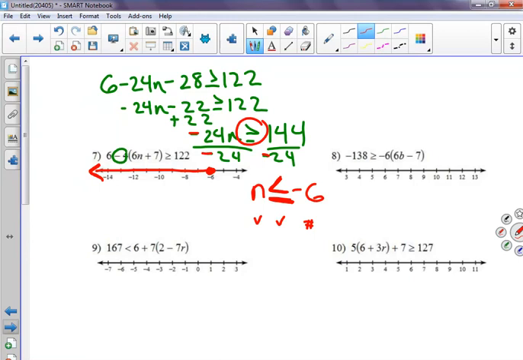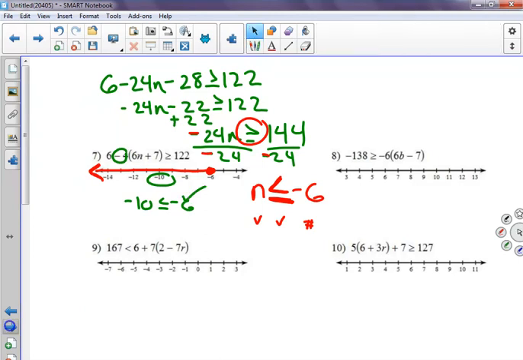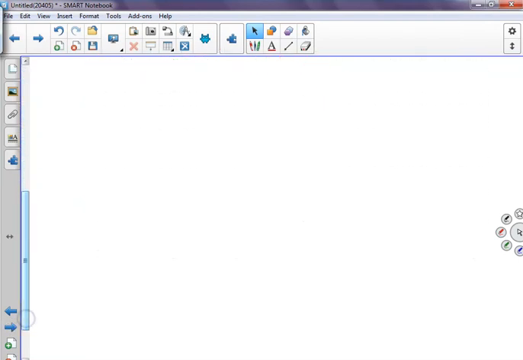But here's a way to check to make sure you did shade in the right direction. Pick any number where you shaded. I'm just going to pick negative 10, and then say in your head, okay, is negative 10 less than negative 6? Yes, true. So I shaded in the right direction. That is a quick check if you'd like.